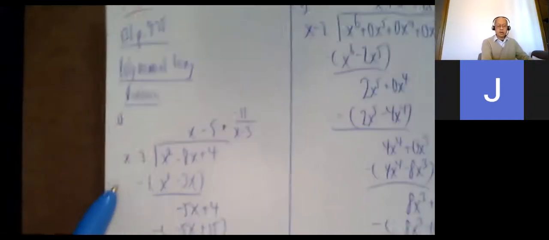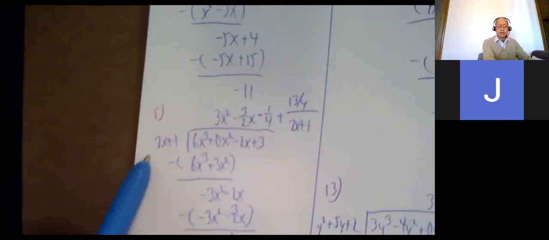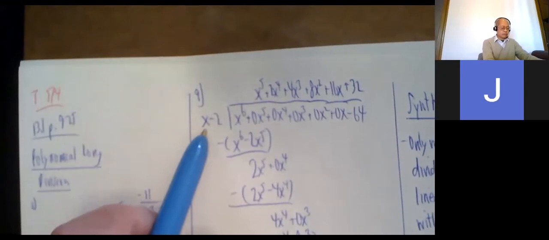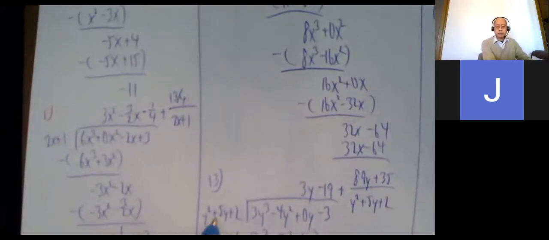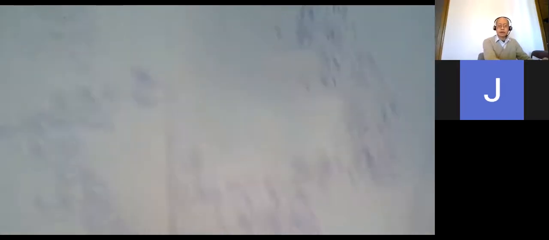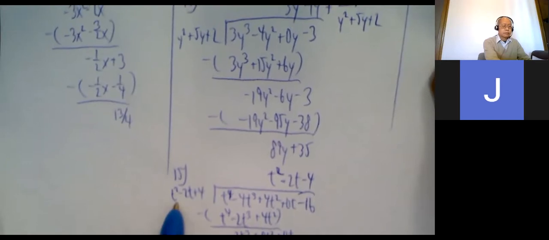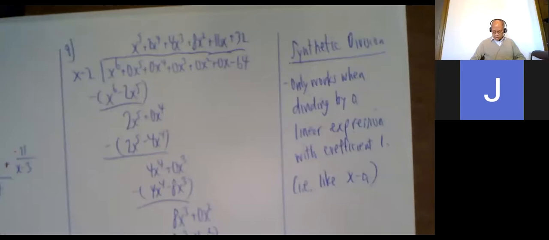So I could do it here, x minus 3. Here I can't quite do it. Coefficient is 2 before the x. So I can't do it here. This one I can do it, x minus 2. This one I cannot do it. It's not linear, there's a squared. This one I cannot do it. Right? So it only works when I'm dividing by something like x minus a.